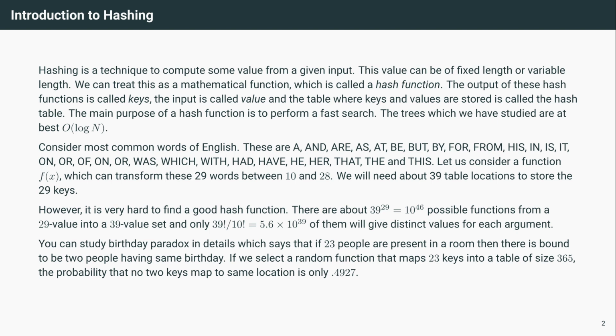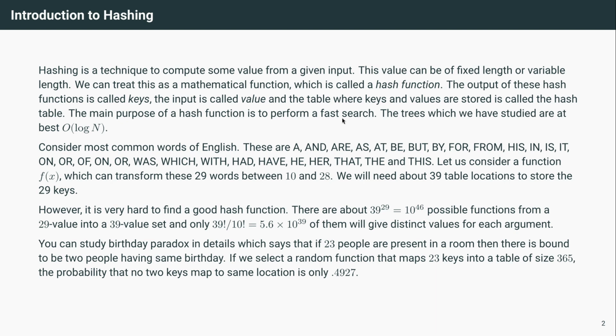Now the hashed value can be fixed length or variable. Some hash functions are of fixed length, some are of variable length. So this black box is a mathematical function which is called a hash function. The output of this hash function is called the key. The input is called the value, and the table where the keys and values are stored is called the hash table. So the main purpose is to perform a fast search. We want O(1), that is constant time search.